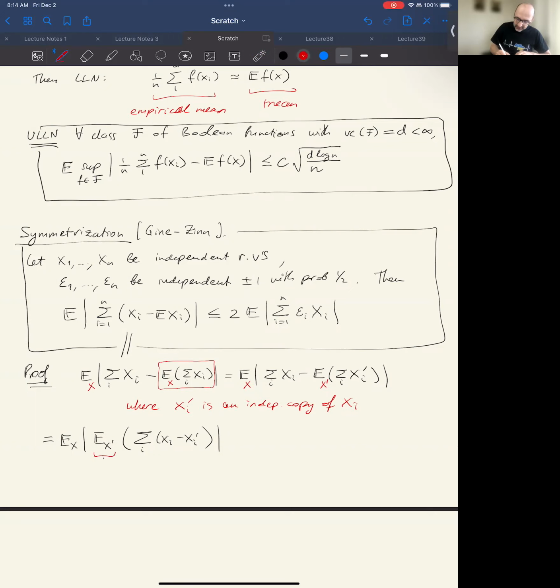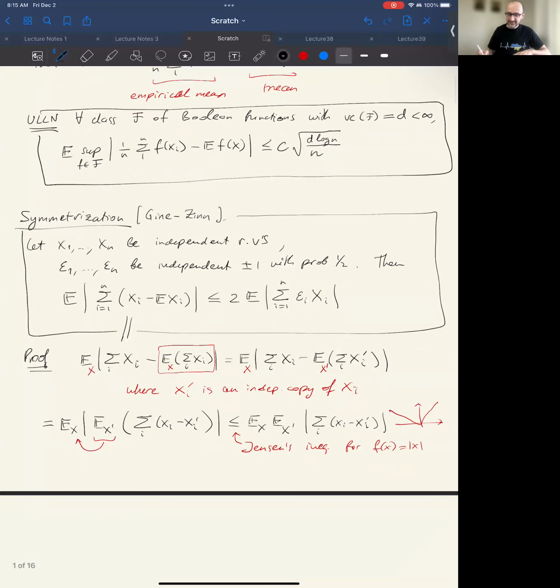Okay, now I'm claiming that we can move the expected value through the absolute value, outside the absolute value. Why? Why can we do this? It's a general fact. Yeah, exactly, this is just Jensen's inequality for the function that's the absolute value of x, which is convex. So the expected value of f of x is less than f of expected value of x. The other way around, I guess. I forget which direction Jensen's goes, but this is the correct direction. Okay, so we move it out.